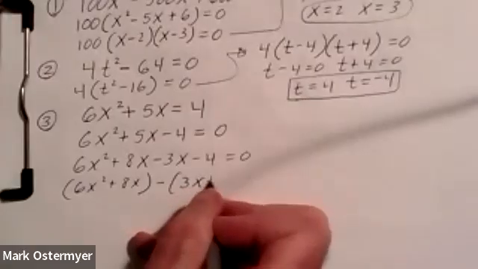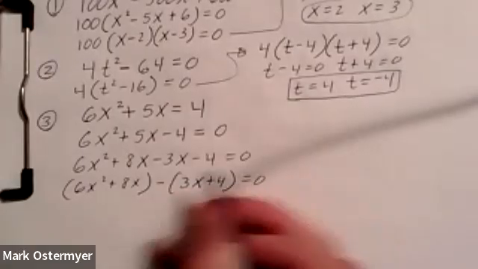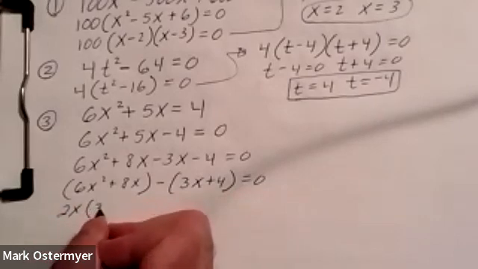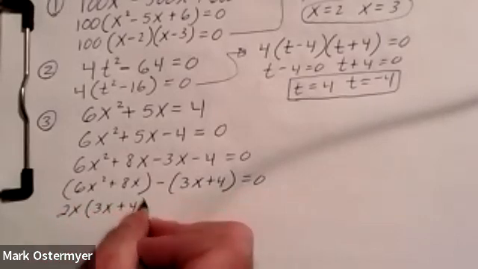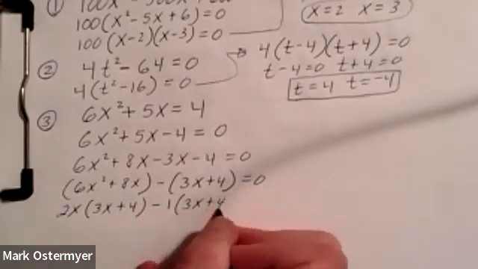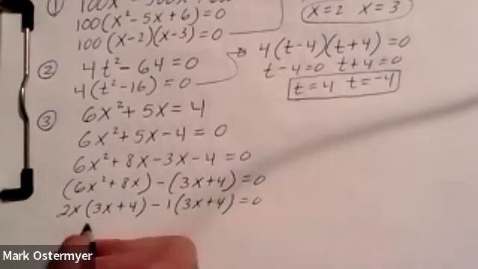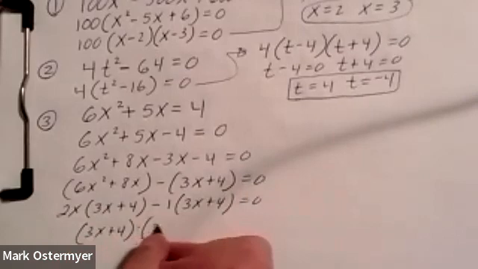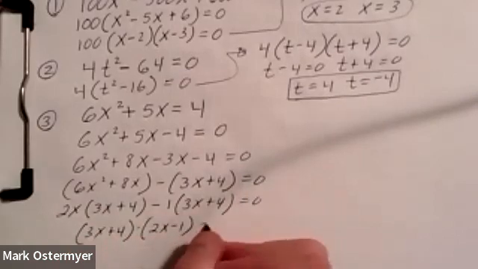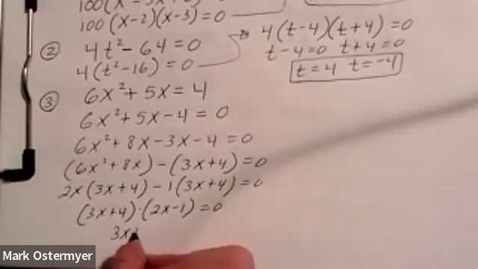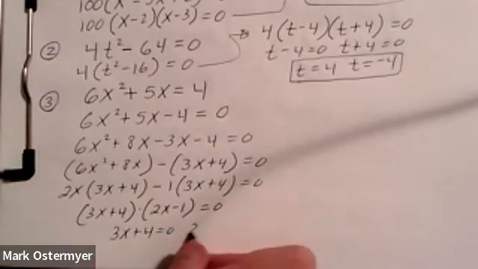We're going to try grouping on this. Factor out a 2x out of the first two terms, leaves behind 3x plus 4. Minus, you can factor a 1 out of the last two terms, 3x plus 4 left behind. Factor now the 3x plus 4 out since it's common to both terms. Times, that leaves behind 2x minus 1. Set both factors equal to 0, and you should get your solutions when you solve these equations.